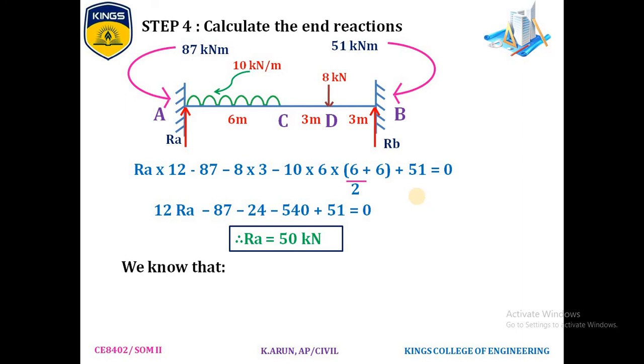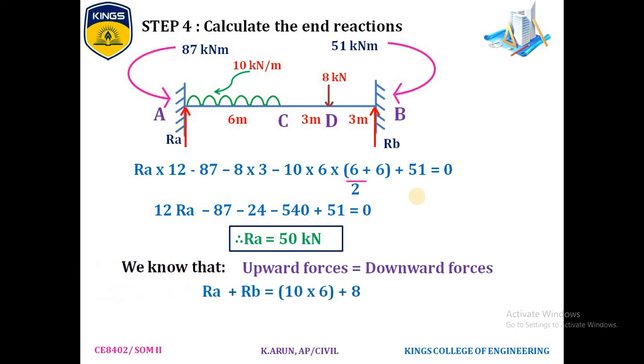And then the upward forces will be equal to the downward forces in a beam. So the upward forces are RA and RB, and the downward forces are the loads. For the UDL it is W into L, 10 into 6, and the point load is taken as 8 here. So RA value is 50, and solving this I am getting the value of RB as 18 here. In the simply supported beam we got the value of RB as 21.